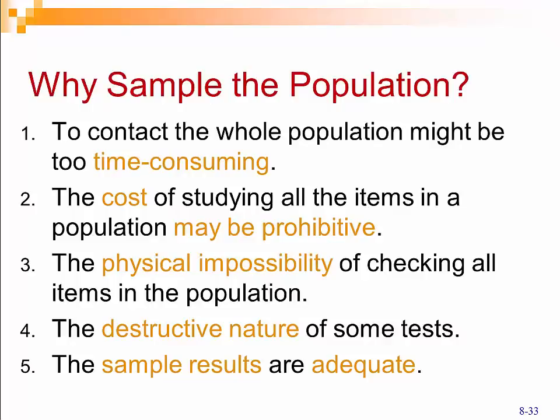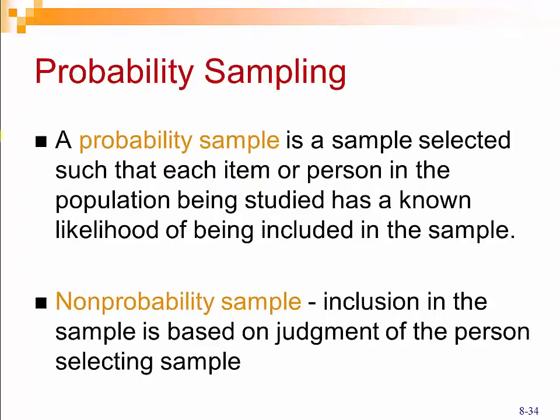So how do we go about doing the sampling? Well, we're going to talk about a probability sample. For statistical validity, we're going to talk about probability sampling, and that goes very far back to when we were talking about evidence-based management. We talked a little bit about statistical validity. And a probability sample is a sample selected such that each item or person in the population being studied has a known likelihood of being included in the sample.